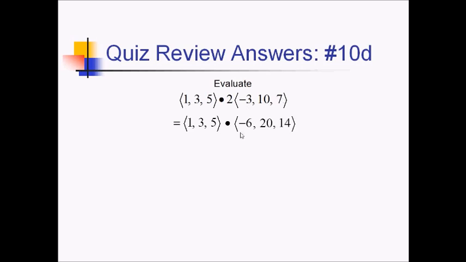Now dot multiplying, we're going to do the x's multiplied together, 1 times negative 6. To that we are adding 3 times 20, the y's multiplied together. And to that we are adding the product of the z values, 5 times 14. So this is negative 6 plus 60 plus 70, grand total of 124.